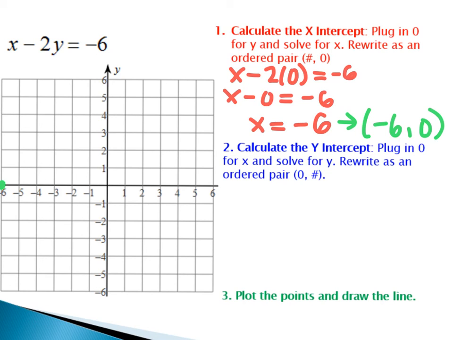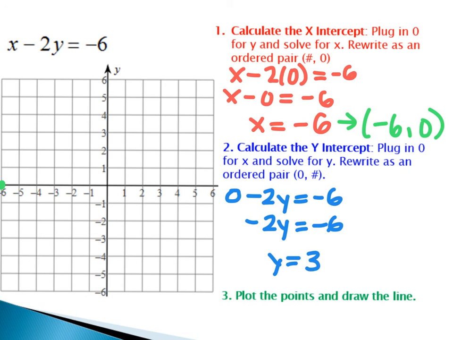Then I'll do the same thing for the y-intercept. So I'm going to plug in 0 for x and solve for y. So I'll have 0 minus 2y equals -6, -2y equals -6, and finish solving to get y equals 3. So the y-intercept is at 0, 3, which I can plot on the graph. Finally, to finish solving, you would draw in your line.